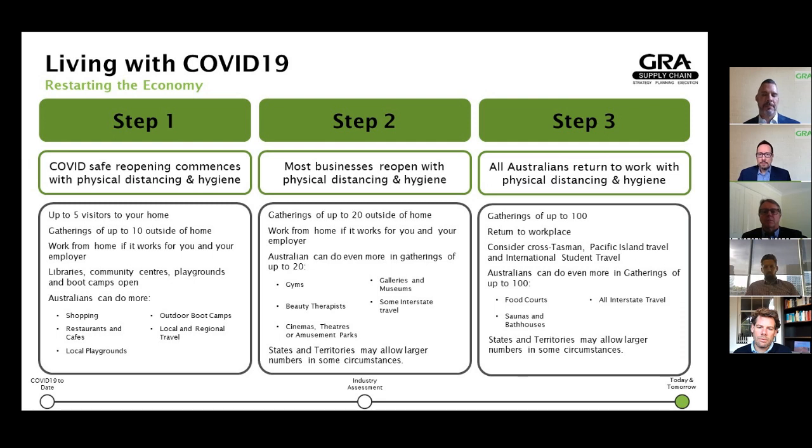That's one scenario. But another scenario is, what if we move to step 1 and then go to step 2, but then move back to step 1? Or what if we move from step 1 to step 2 and go to step 3 and move back to step 2 or back to step 1? So again, the need to really consider what the possible scenarios are, and then map out some options, and then make sure that there are some implementable plans that sit behind those, and we have the ability to execute.